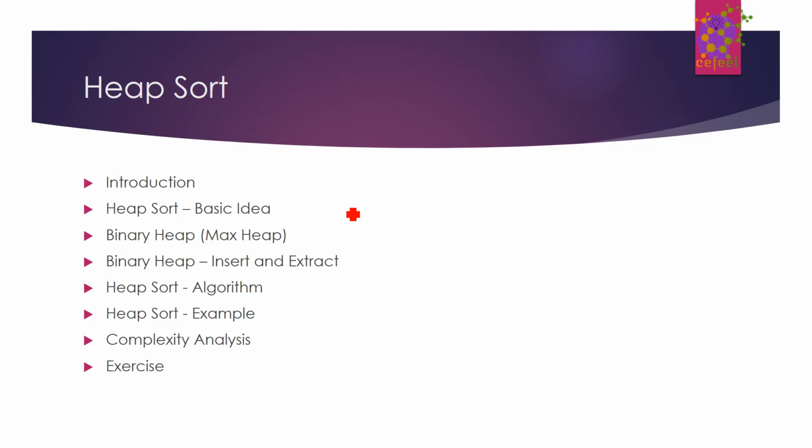Heap sort is probably one of the complex sorting algorithms, and hence this is the last video of the series. We will cover an introduction of the sorting problem, what the sorting problem is, and then we will slowly start with the basic idea behind heap sort, how heap sort actually works, the intuitive strategy behind it. Then we will see a little bit about what a binary heap is, what a max heap is, and also we will see quickly how insert and extract operations work in a binary heap.